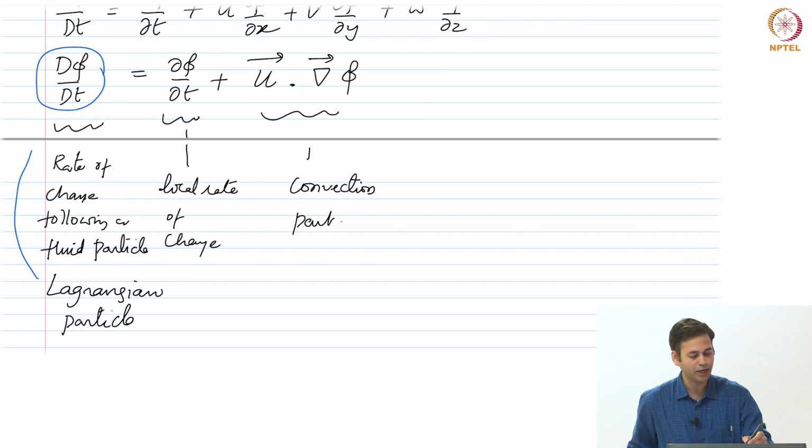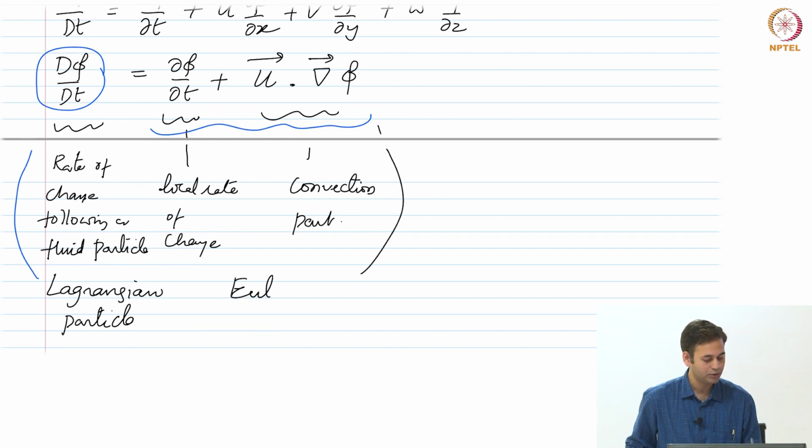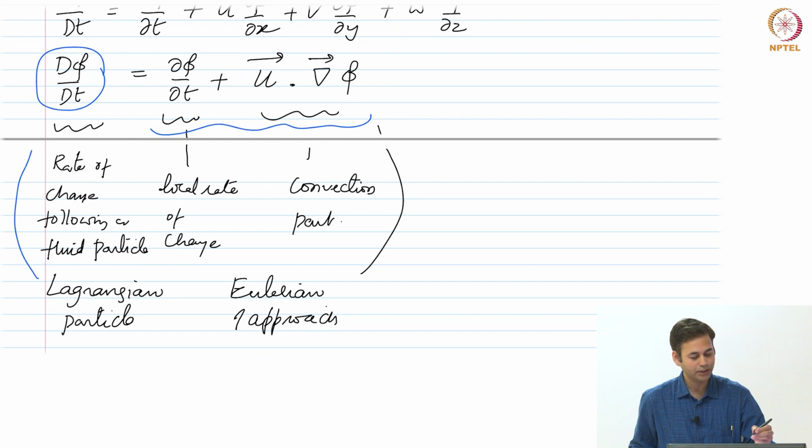On the right hand side, these two quantities describe the flow from an Eulerian approach, where you are focusing on a certain domain, a region of interest in the flow domain. Now, certainly all the governing equations that we have, the conservation of momentum and the conservation of energy, are all defined in a Lagrangian approach. These are for a fluid particle.